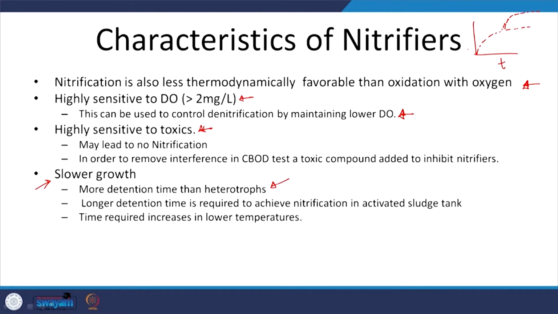So longer retention time is required to achieve nitrification in an activated sludge tank, and the time required increases obviously at lower temperatures because of the kinetics. So obviously you need to look at theta C. That's something to keep in mind, theta and theta C.